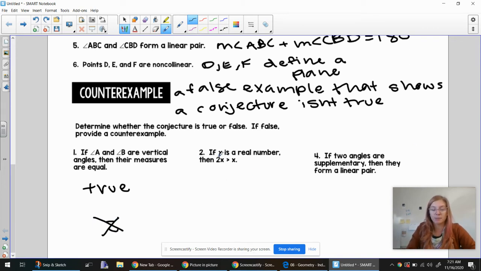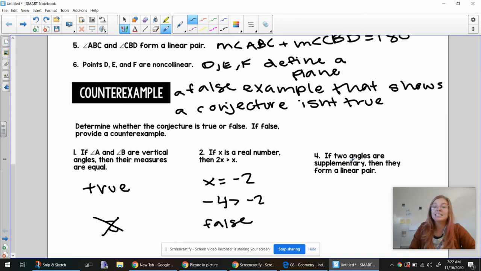If x is a real number, then 2x is greater than x. Well, what if x equals -2? 2 times -2 is -4, which is not bigger than -2, so this is false. This is a counterexample.